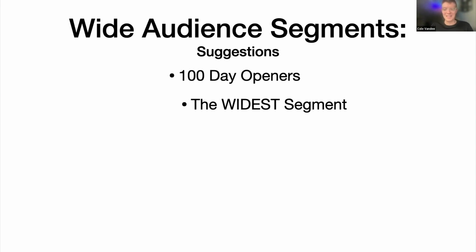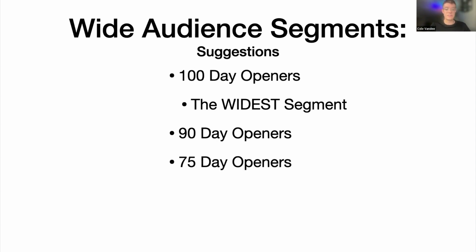So another segment that we have used in the past is 90-day openers. So these are people that have opened in the last 90 days. You could also do 75-day openers. Does anybody know why I'm choosing these particular numbers?